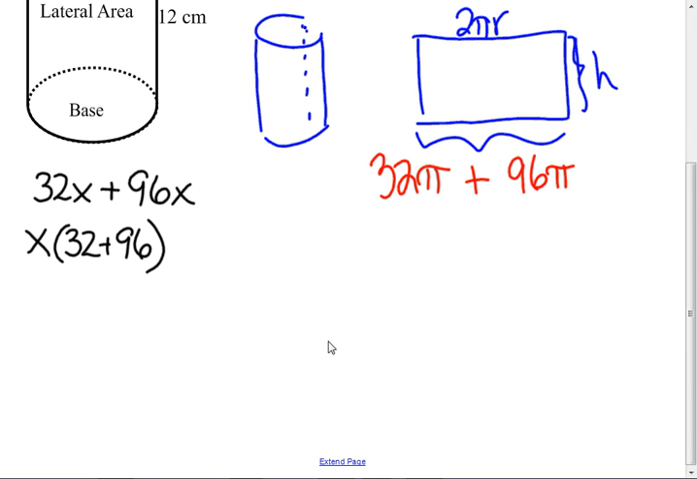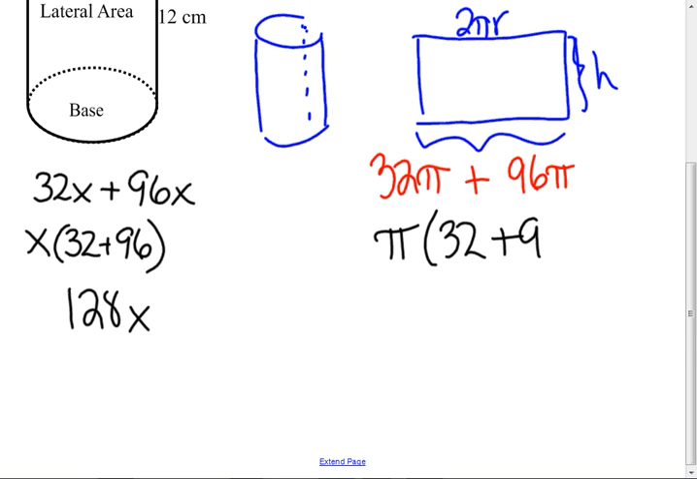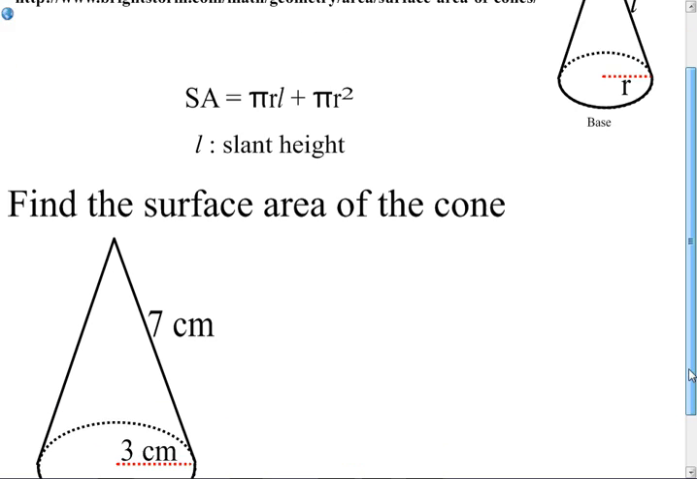Good. And so this is 128x. Why can I add these? Because I can factor out a pi. It's 32 plus 96. So it's 128 pi. Some of you struggled with leaving your answers in pi. Actually did fairly well on your quiz. Okay, guys? So you want to leave your answers in pi because that's the way the test is going to be written. Okay, now let's do a cone.